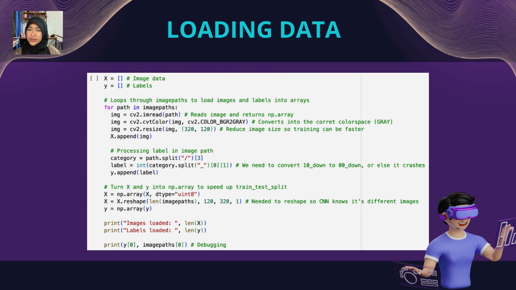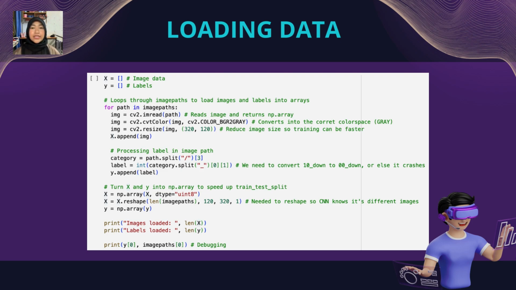So let's move on to the processing label in image path, where we extract the label from the file path, adjust it to the specific name, and add it to Y, because in Y we store the labels. And the last part is we convert X and Y into NumPy arrays to speed up the train-test split process. So how do we do that?